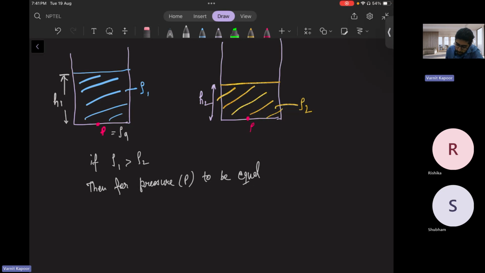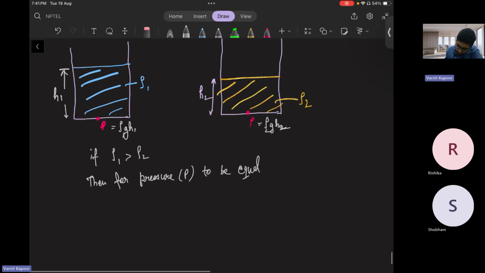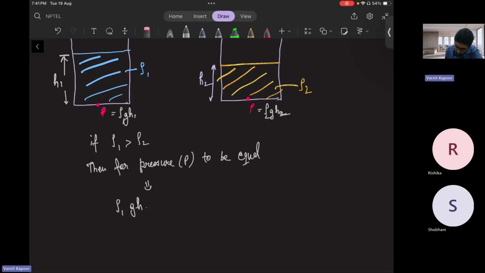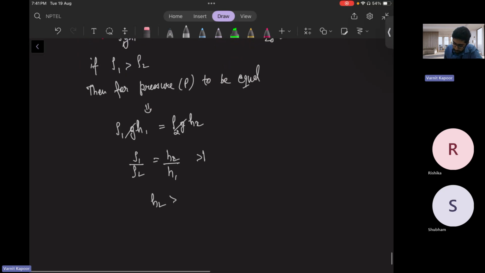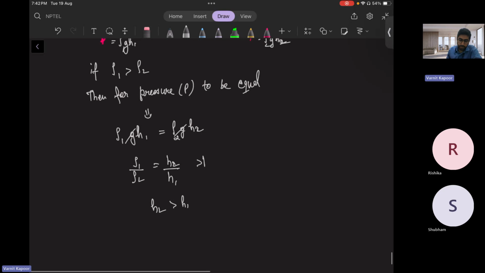Since here your pressure is rho1 g h1 and here your pressure is rho2 g h2, this implies rho1 g h1 is equal to rho2 g h2. G cancels out, and rho1 by rho2 is equal to h2 by h1, and this ratio is greater than 1, so that means h2 is greater than h1. I said that density rho1 is greater than rho2. So for pressure to be equal, rho1 by rho2 is h2 by h1.